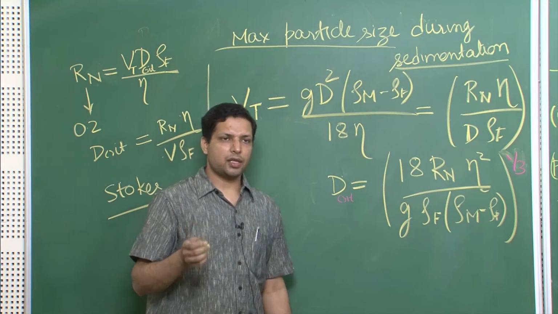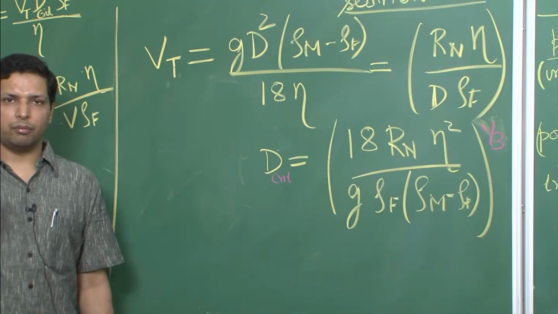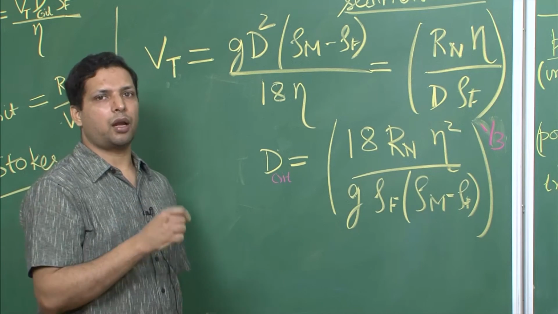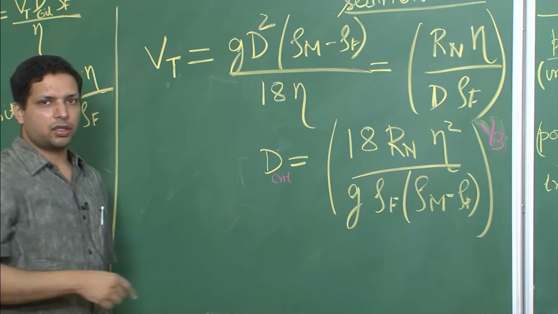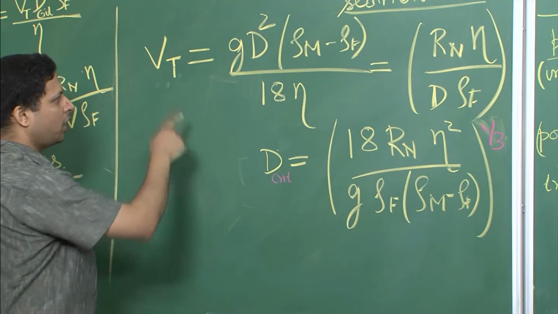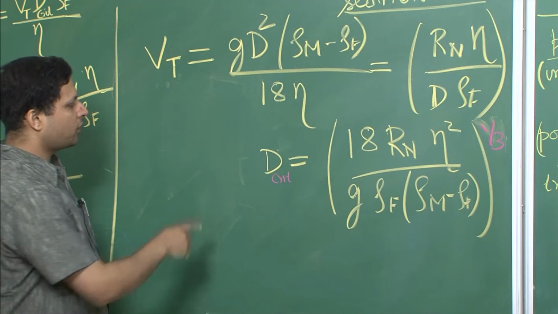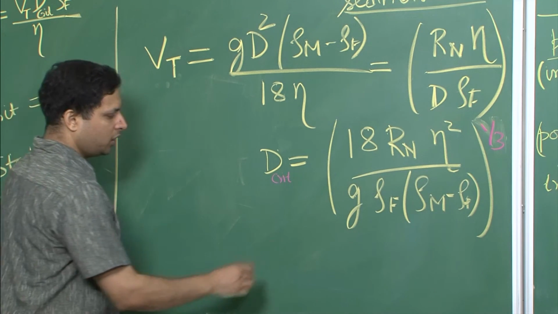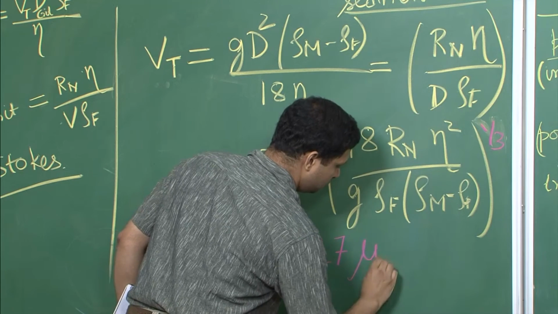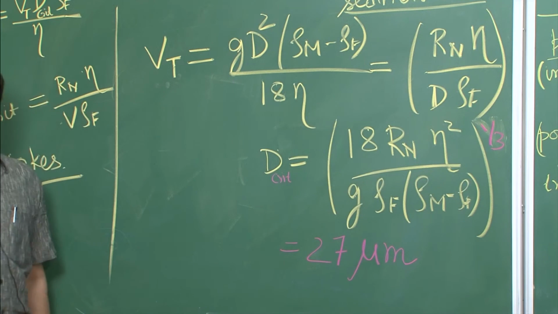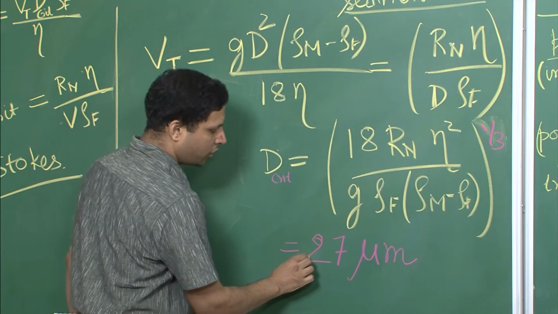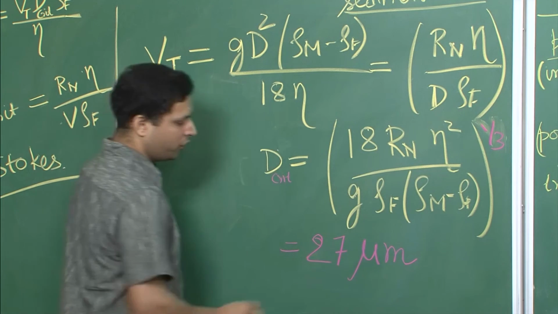If your size is less than this, then velocity Vt will remain below a value at which turbulence will not set in, and even though it reaches terminal velocity, which most particles will reach, you would be able to use Stokes law. So, we are equating the velocity over here, and from there we are getting the d critical. If you put in these values, you would see that this comes out to be 27 micrometer.